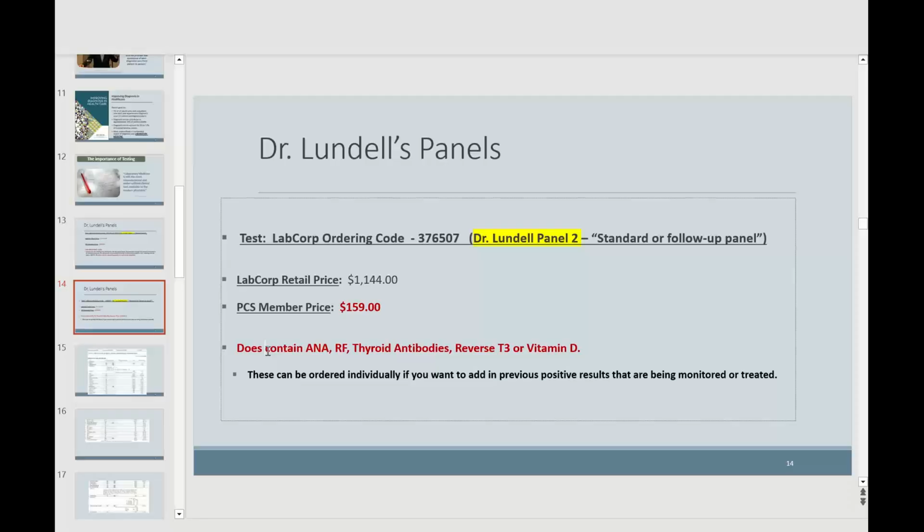You can choose this panel, which saves you a lot of money. It's $159 versus $275. And then if you want to do ANA, let's say the ANA was positive or the thyroid antibodies were positive, you can just add that on. So it saves your patients quite a bit of money.